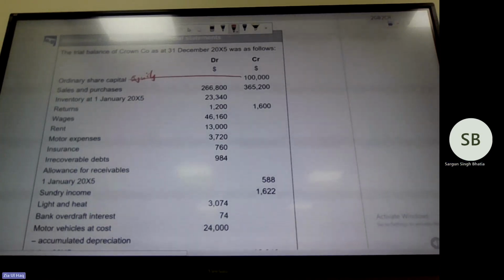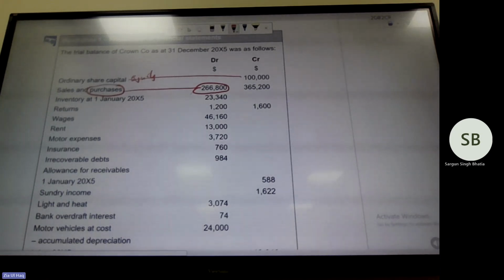Purchase is expense or income or asset or liability? So purchases are expense, because cash is going. Expense nature is debit or credit? Yes, sir, debit. So 266 will be our purchases. No. You need to identify whether this figure is debit or credit. Sales nature is credit because sale is income. Yes, sir.